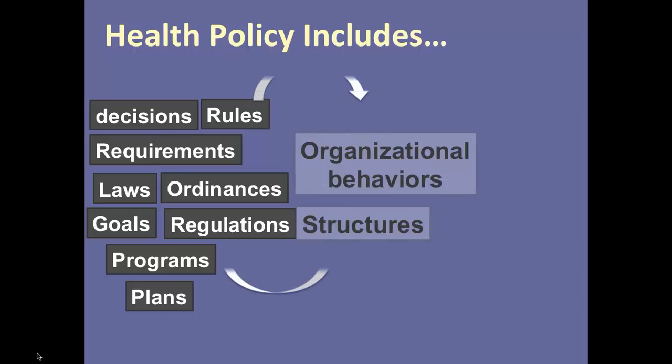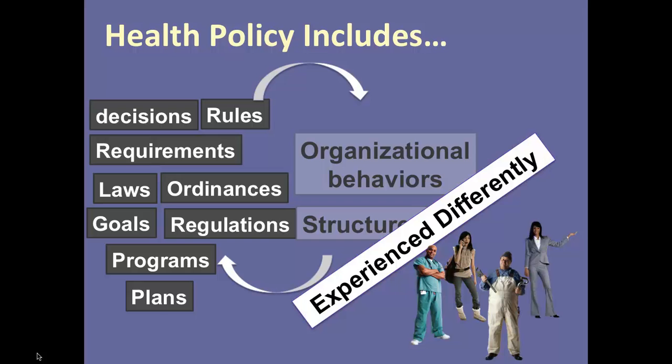And these two sets of things reinforce one another. They're iterative. Decisions and rules, requirements, laws, ordinances create or reinforce certain organizational behaviors and structures. Those organizational behaviors and structures reinforce or create new programs, plans, goals, regulations, etc. So there's this relationship between those two sets of things. And policy is experienced differently by different people.